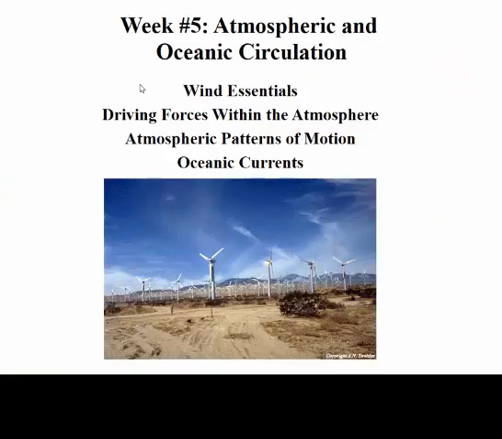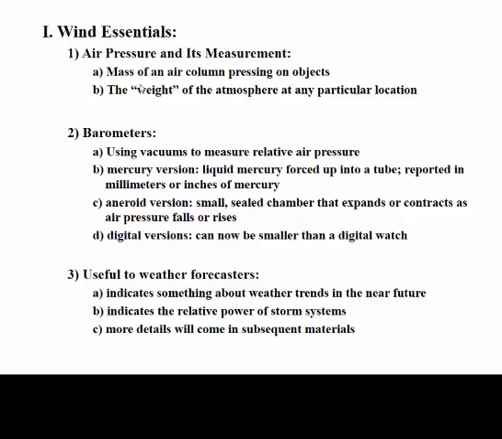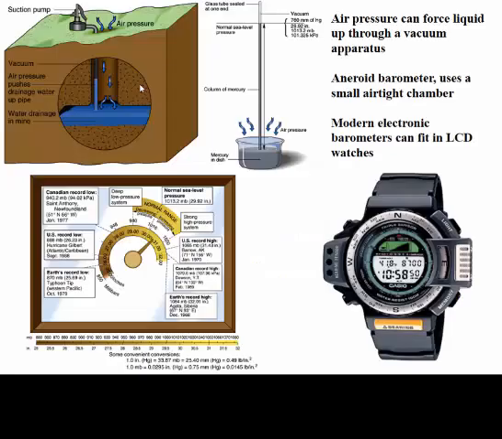Oceanic circulation, week number 5, or the next chapter here. We have barometers, and then air pressure. So essentially air pressure is the weight of the atmosphere at any particular location, and it's useful to weather forecasters to talk about weather trends in the near future. Okay, we have weather, we have climate. Climate's the study of weather over extended periods of time. Weather is the condition of the atmosphere at a given time and place.